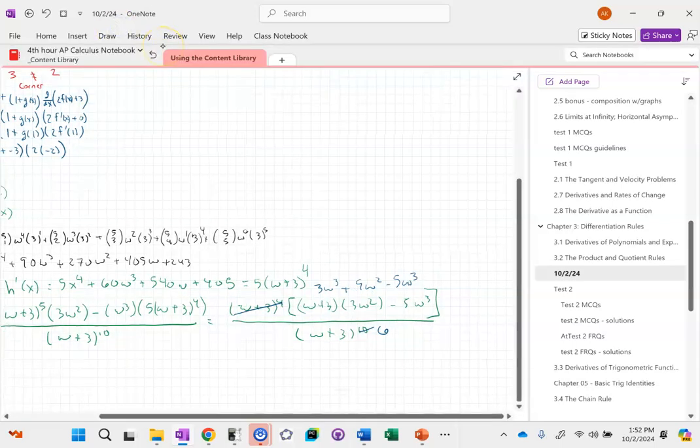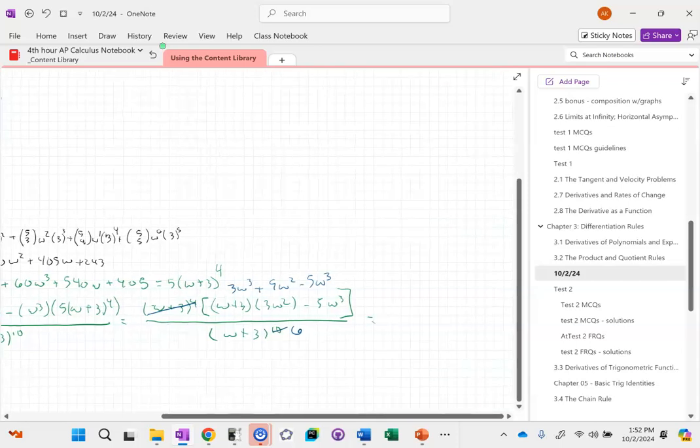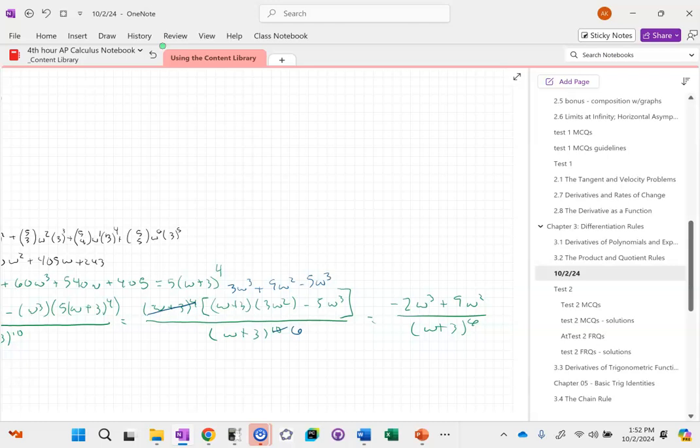So at the end of the day, we're going to have negative 2w cubed plus 9w squared over (w+3)^6. And that's a lot less annoying than dealing with the foiled out versions. But you would not have been wrong. That's what you would have had to do with where we're at, to just foil everything out, and it's atrocious, and then try to factor back. But tomorrow, a problem like this will be much easier.